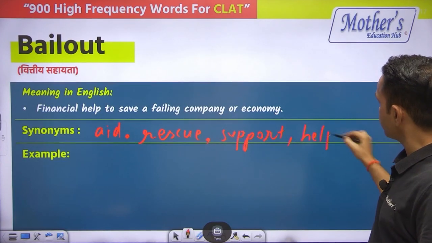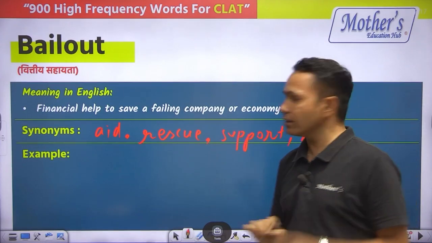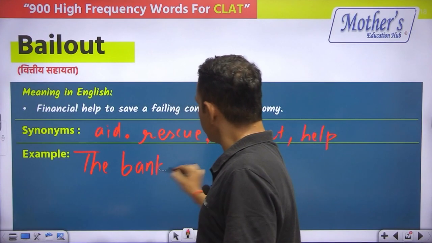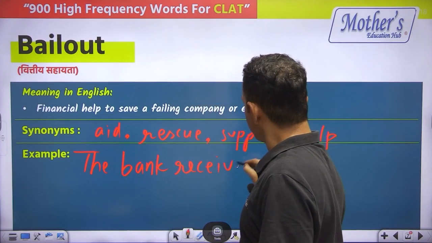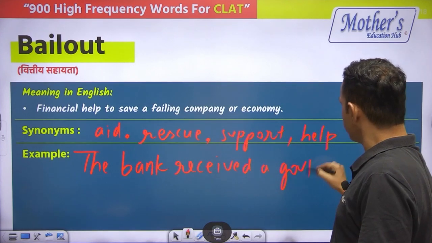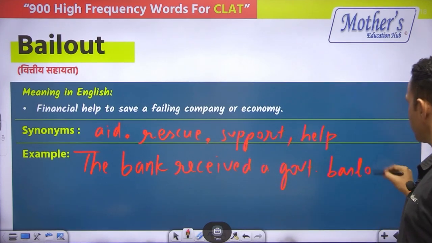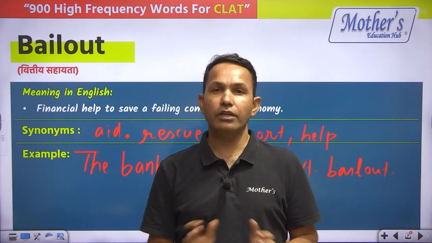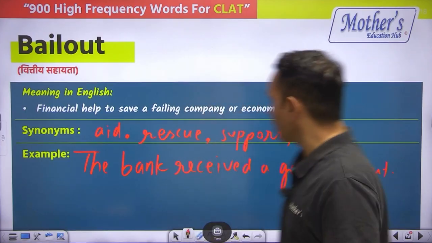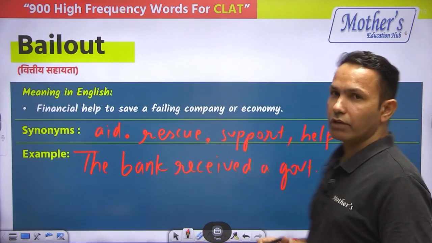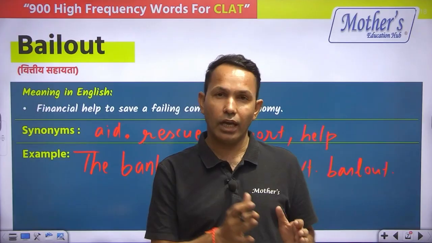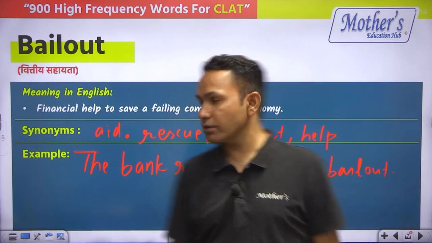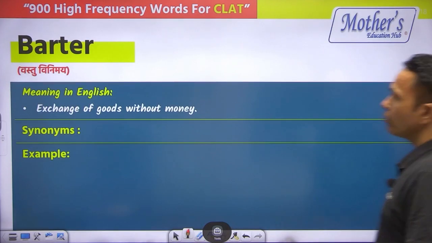We can use bailout in a sentence like, the bank received a government bailout. It means the bank received financial support from the government. You know, in the recession of 2008, when Lehman Brothers collapsed, many banks received bailouts from the US government.